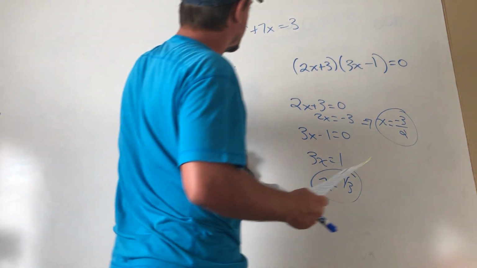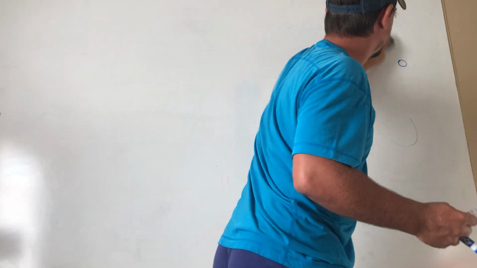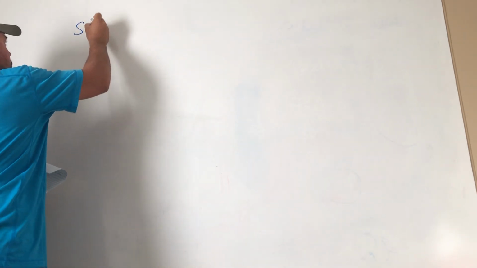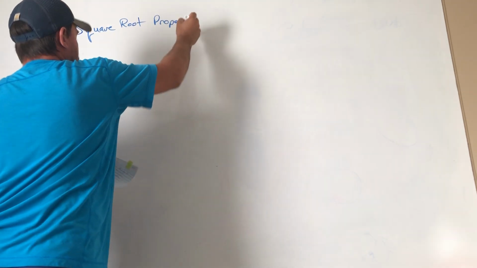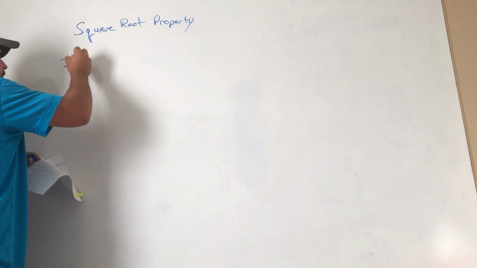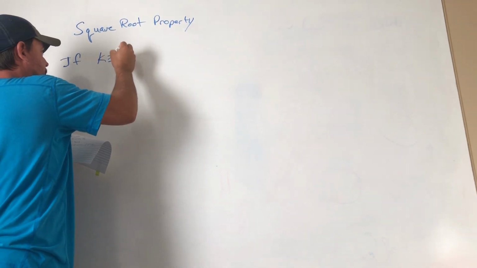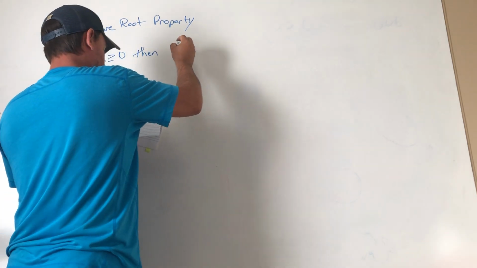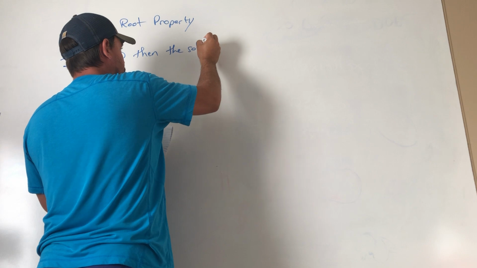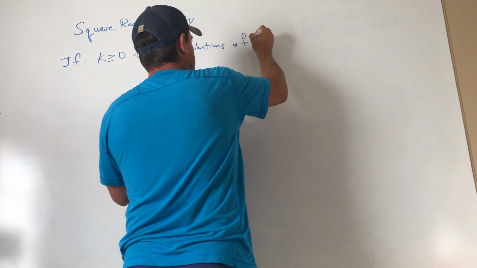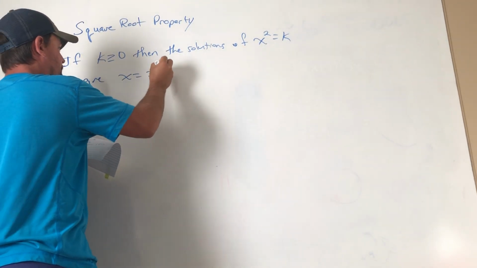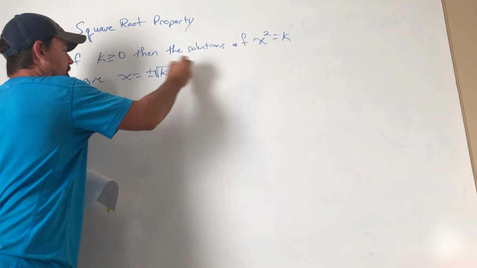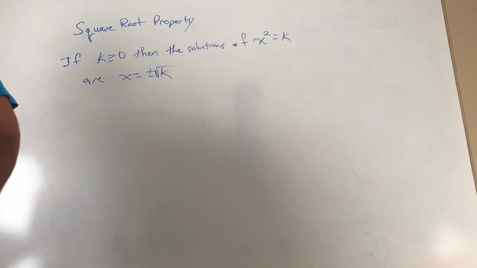The next thing we're going to look at is the square root property. Now, what the square root property says, if k is greater than or equal to 0, then the solutions of x squared equals k are x equals plus or minus the square root of k. Apologize. So, I've got a few examples of this one.